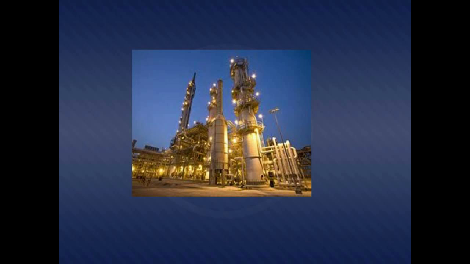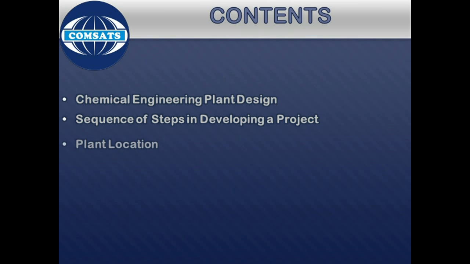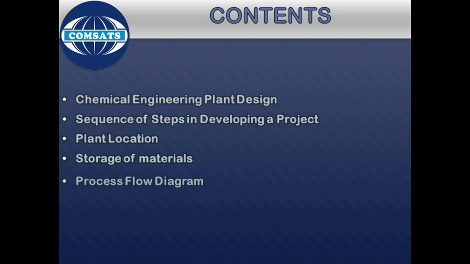While designing any plant, one has to complete a literature review of that plant, which includes the choice of a plant, the choice of process available to carry out the reaction. The contents of our presentation are chemical engineering plant design, sequence of steps in developing a project, plant location, storage of materials, process flow diagram, and the plant layout.